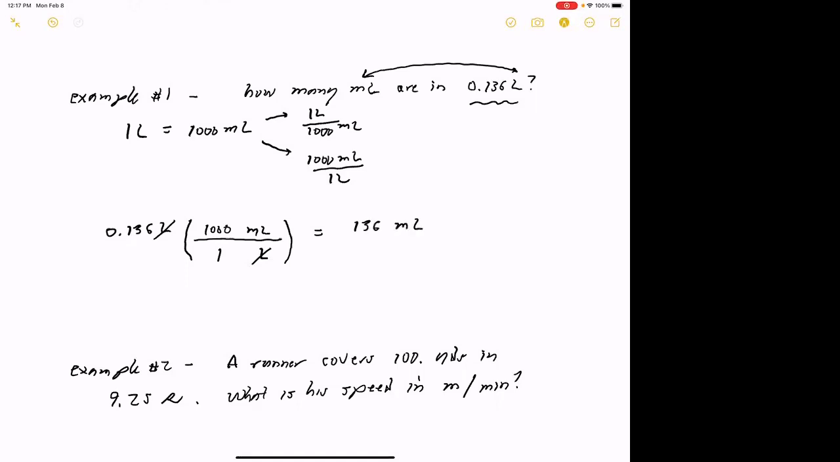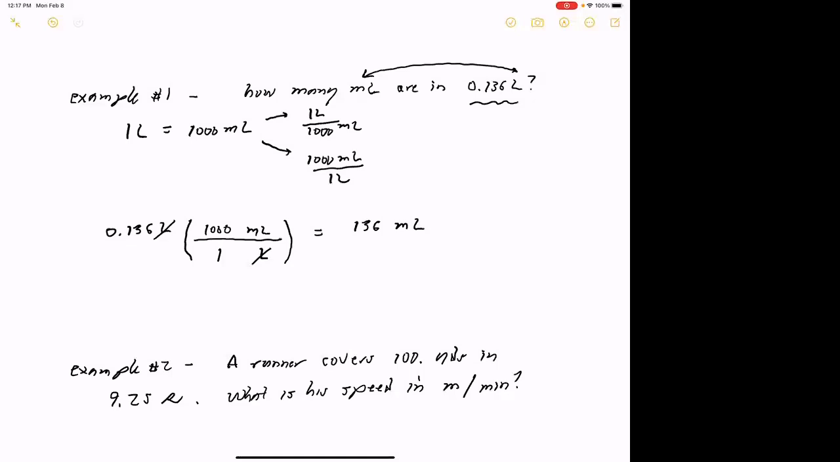And I'm going to attach my unit back to that. Okay, I always check my sig figs. Now, how many sig figs do I have up here in the 0.136? Okay, I got 3 sig figs there, right? And how many have I got in the conversion statement?